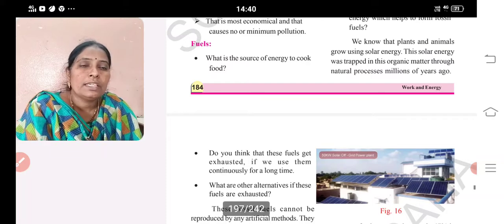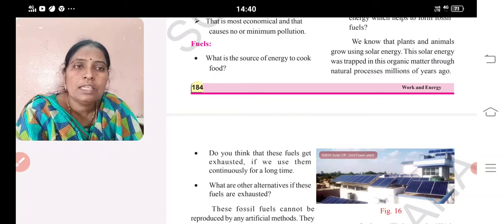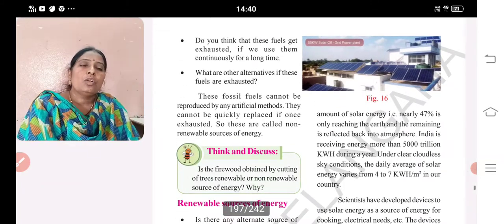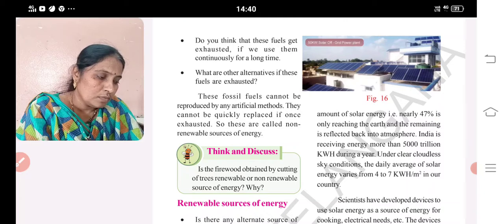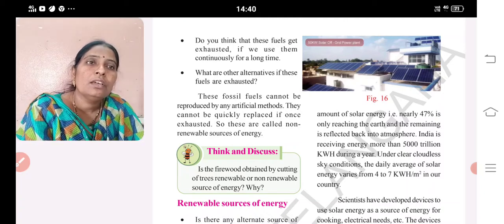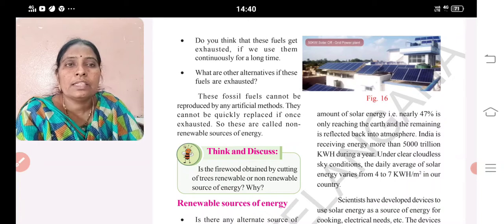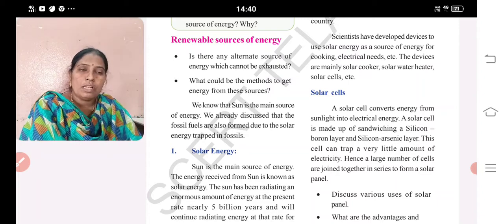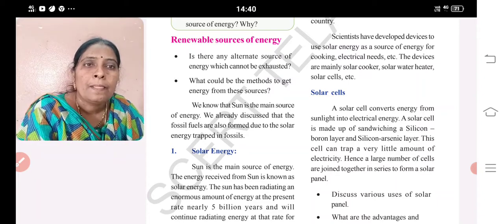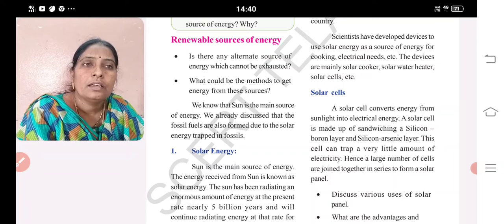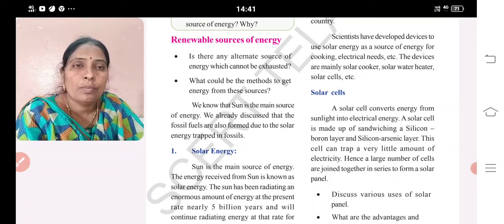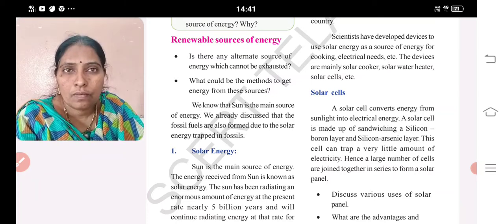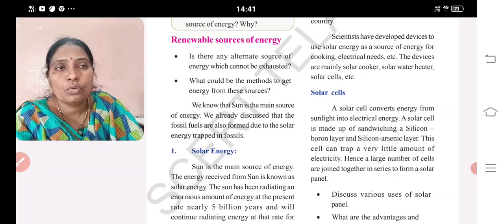Do you think that fuels get exhausted if we use them continuously? Yes. The fuels which are exhausted after using continuously are called non-renewable sources, and the fuels which can be got back again are called renewable sources. In that, solar energy is a renewable source of energy. The Sun is the main source, and solar energy is absorbed by the plants to prepare their food, and by eating those plants we get energy, and that energy is used to do so many works.